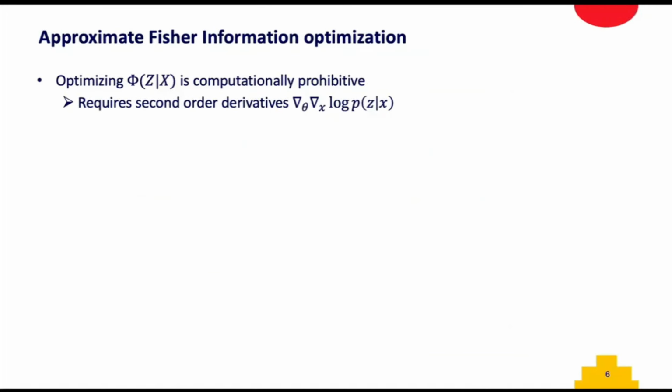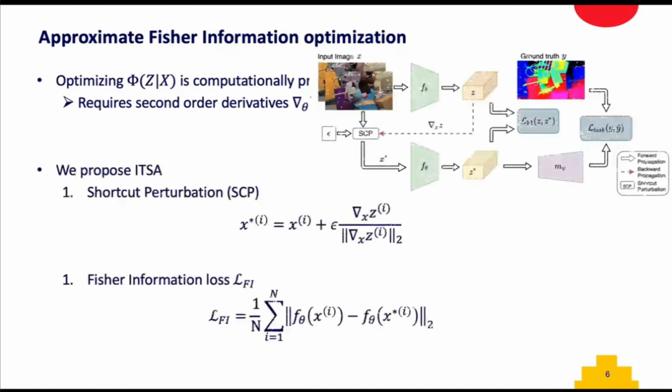However, optimizing the feature information requires the computation of second-order derivatives. As a result, it is computationally prohibitive for tasks with large dimensional inputs, such as stereo matching. To overcome this problem, we propose an alternative to optimize the feature information, and we call our method ITSA. In general, ITSA consists of two parts: a shortcut perturbation, SCP, and a feature information loss for feature consistency.